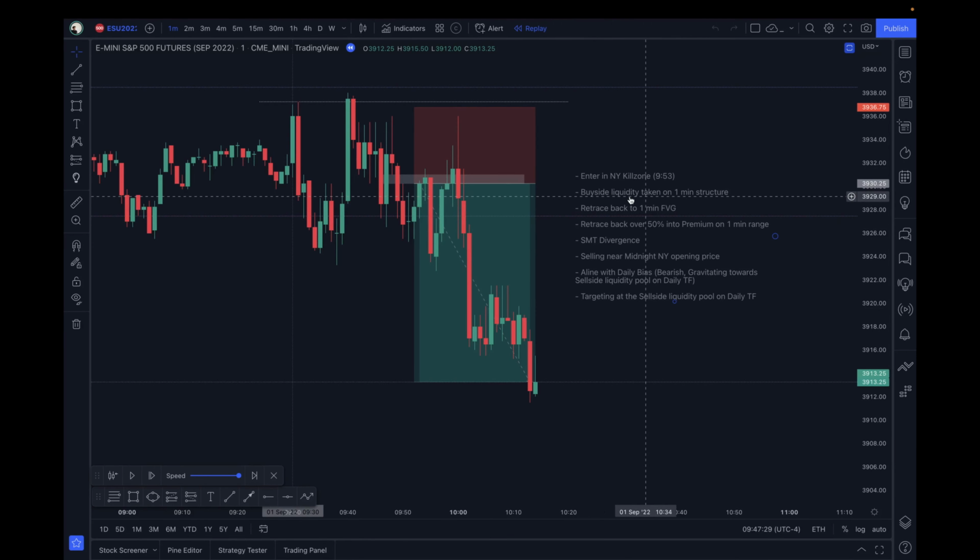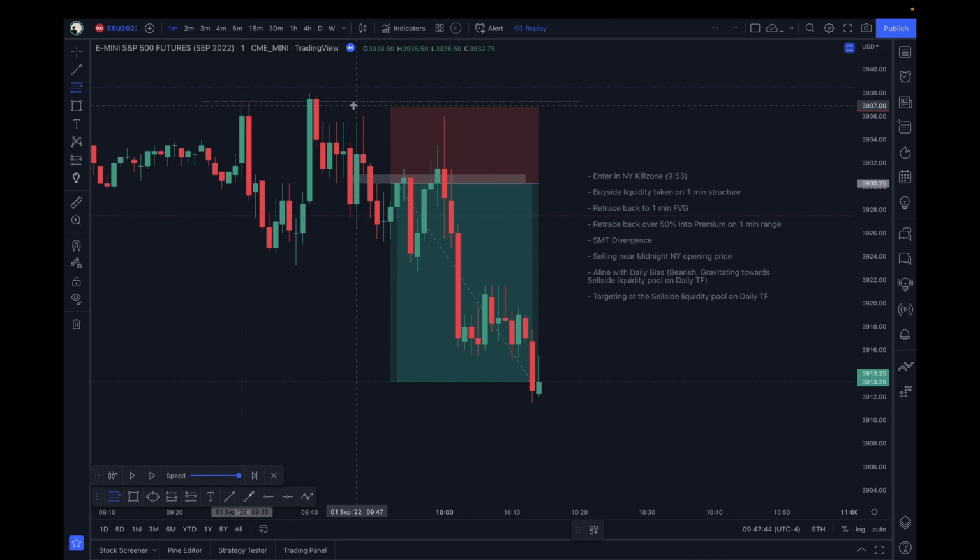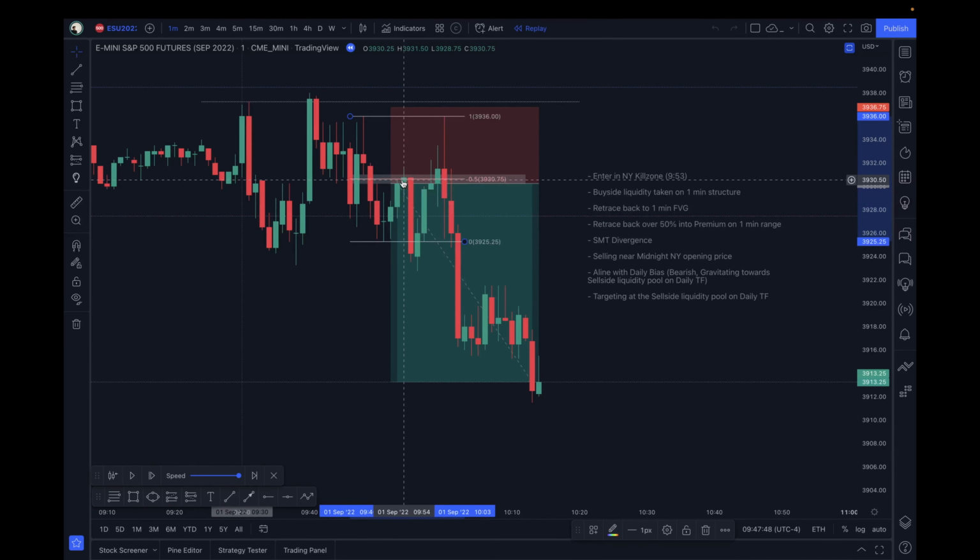Buy side liquidity taken. Retrace back to 1 minute fair value gap right here, gray box. Retrace back over 50% into premium on 1 minute range. So right here, over 50%.